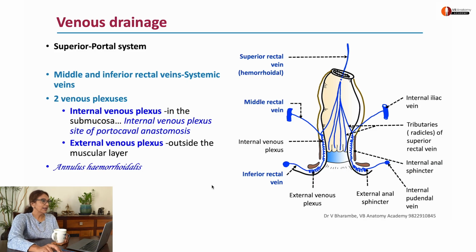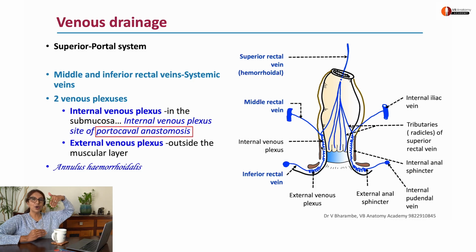So you find that the superior rectal vein drains into the portal system, the middle and inferior rectal veins drain into the inferior vena cava, and therefore your internal venous plexus here becomes the site where the portal and the caval blood vessels meet, a site of portocaval anastomosis.